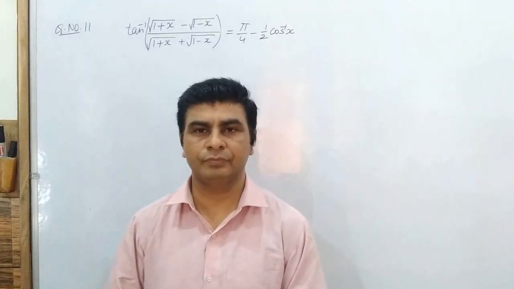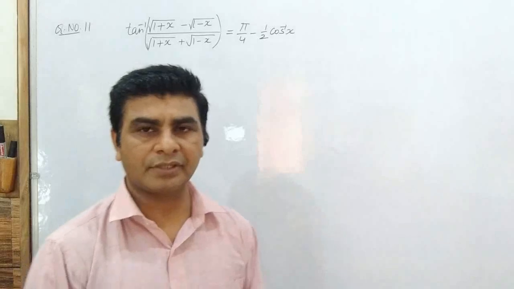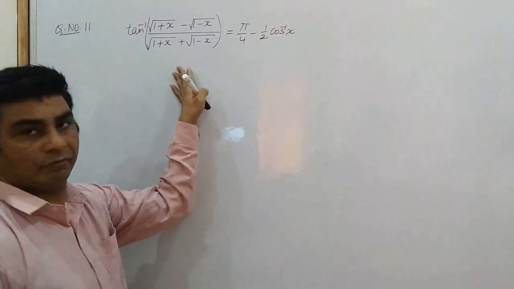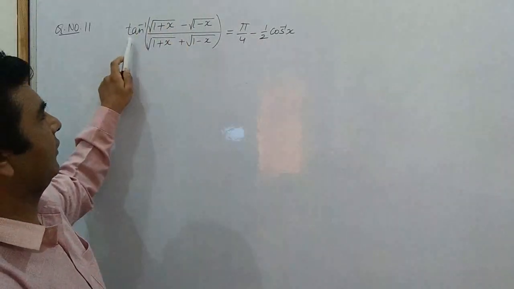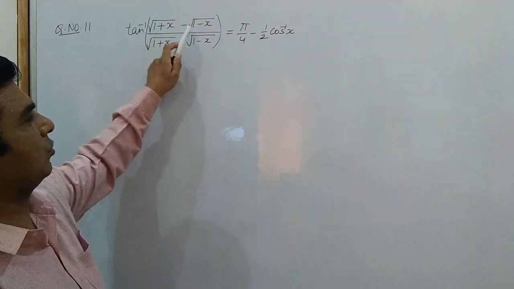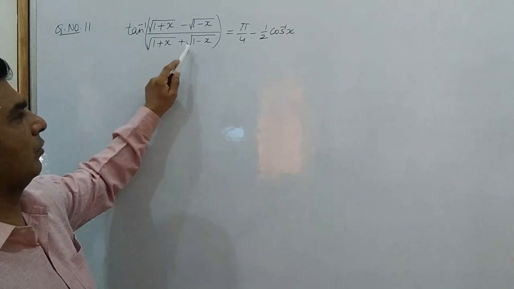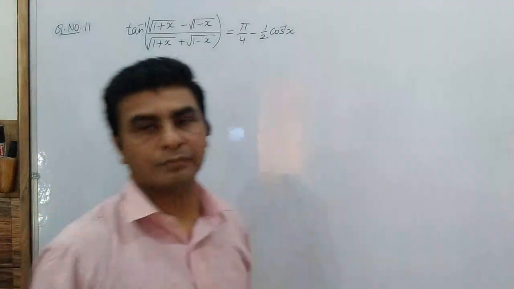प्यारे बच्चों, let's continue with question number 11 from your miscellaneous exercise of chapter number 2. The question is here in front of you, in which we want to prove that tan inverse of (square root of 1 plus x minus square root of 1 minus x) divided by (square root of 1 plus x plus square root of 1 minus x) is equal to pi by 4 minus half cos inverse x.